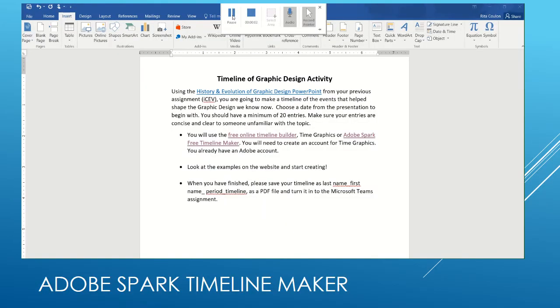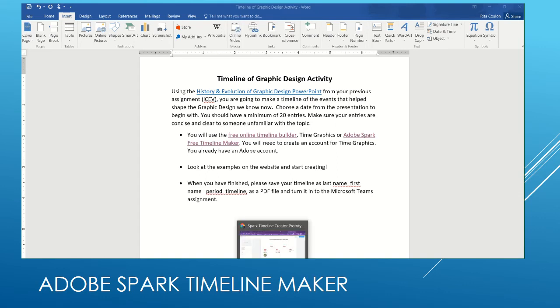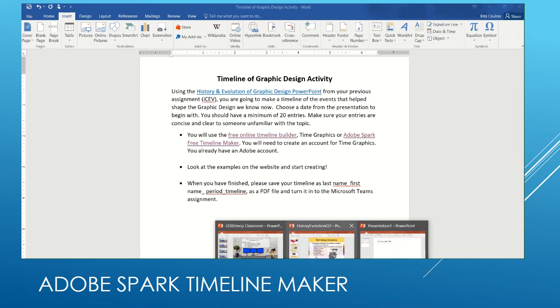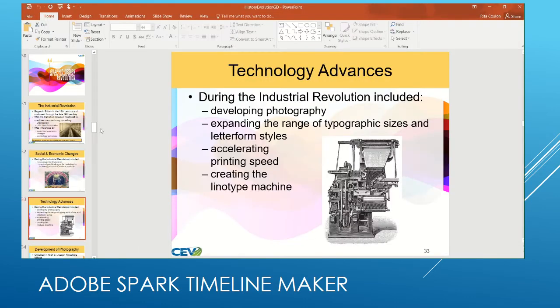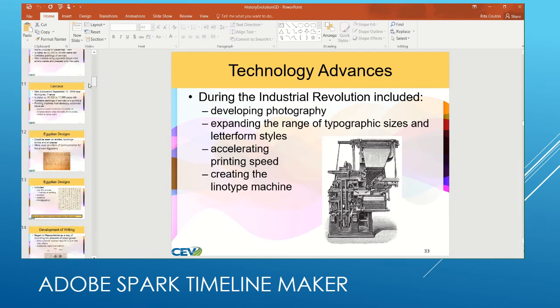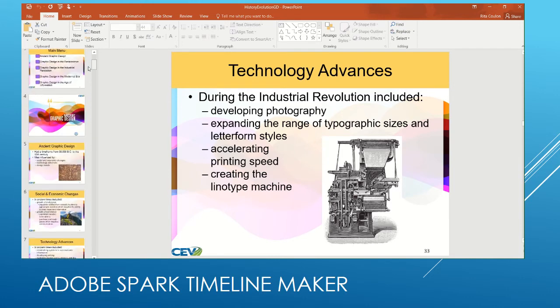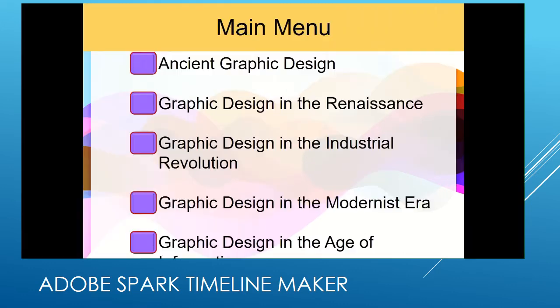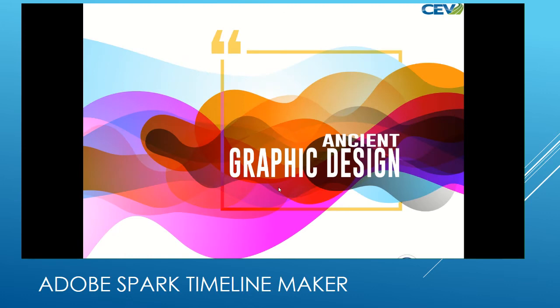Okay, now I'm going to show you how to use Adobe Spark. That is your other option. So remember, you're going to go to the PowerPoint, pick an era, pick a timeline, things that happen within that era. Might be easier if you use the main menu and you just pick a time, ancient graphic design.